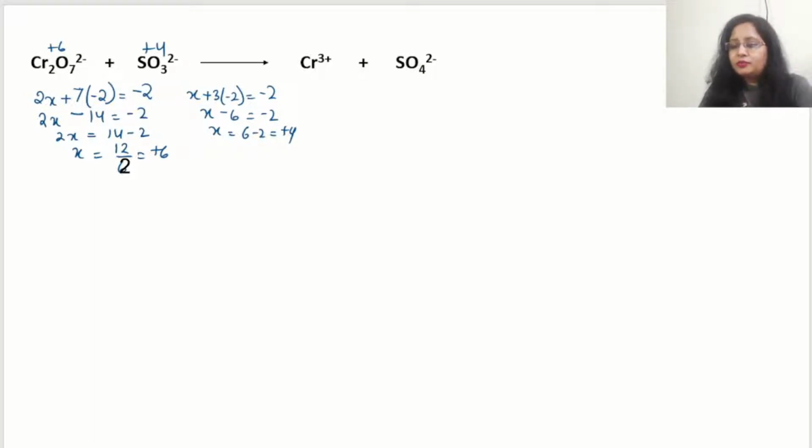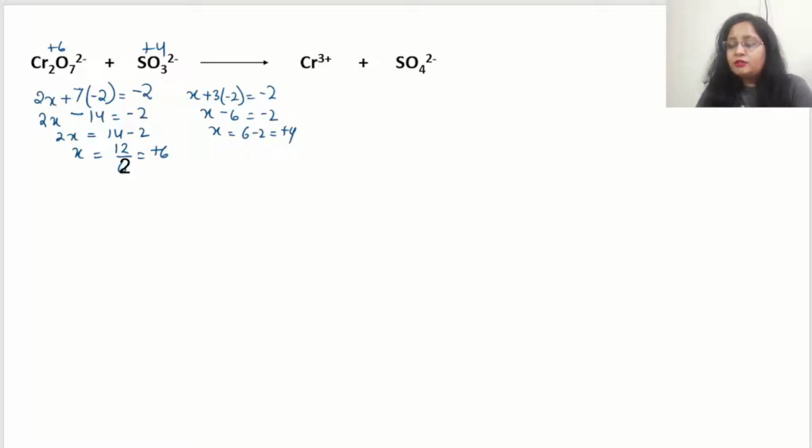Let's check on the right hand side. Chromium is having plus 3 oxidation number. Why? Because chromium is in elemental form. So plus 3 is its oxidation state. So this is plus 3.